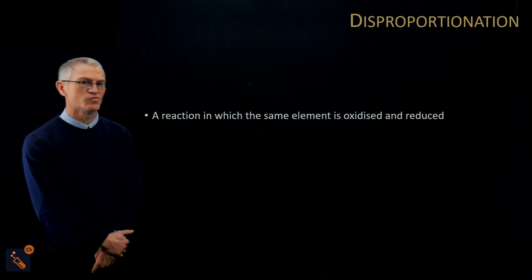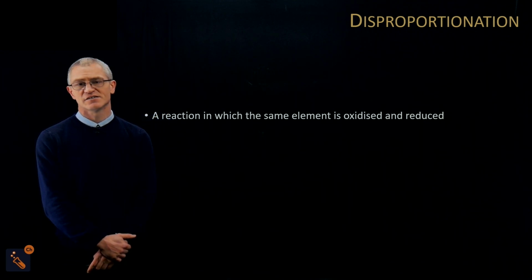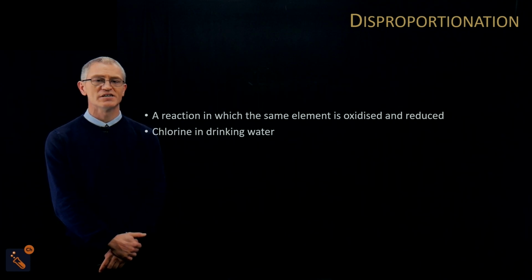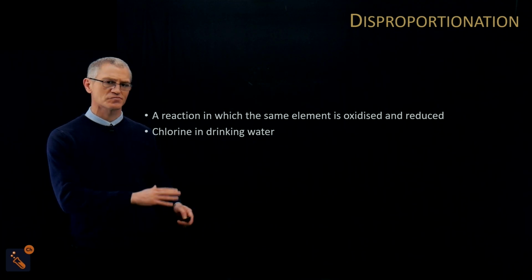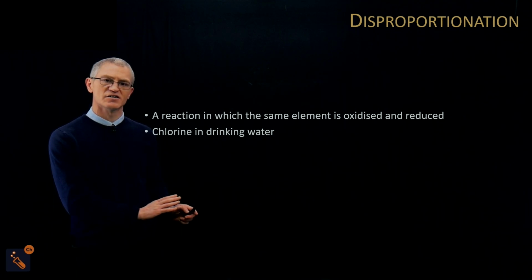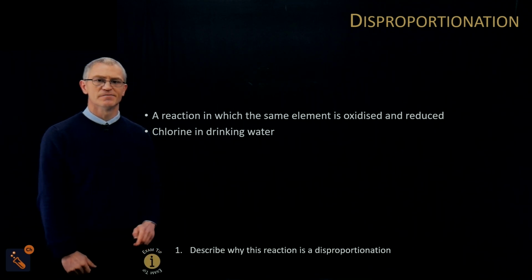Disproportionation is a reaction in which the same element is oxidized and reduced. And the example we're going to go over is chlorine in drinking water. Now this is a common exam question, especially in more AS exams, but what you have to do is three kind of points. And so here's our exam tip for here.